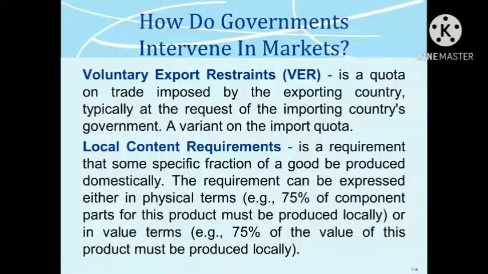Next, we have another variant on the import quota, which is voluntary export restraints or VER. This one is a quota on trade imposed by the exporting country, typically at the request of the importing country's government. Both import quotas and VERs benefit domestic producers by limiting import competition. As with all restrictions on trade, quotas do not benefit consumers. An import quota or VER always raises the domestic price of an imported good.